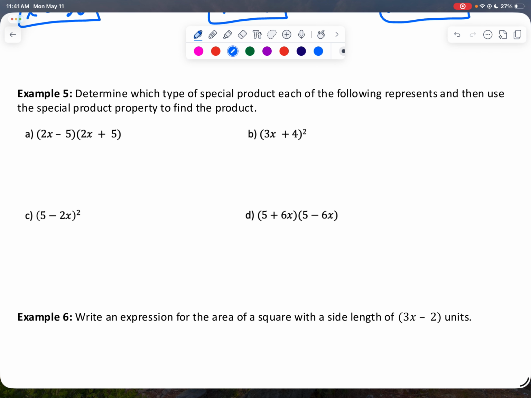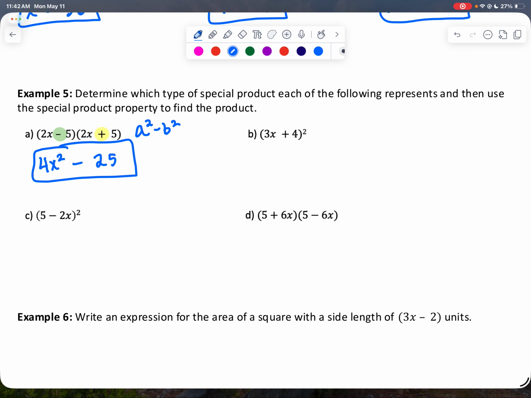So in problem A, we have 2x minus 5 times 2x plus 5. So we have a sum and a difference. When we have a sum and a difference, the pattern we use is a squared minus b squared, which means square the first term, square the last term, put a minus in between them. So if I square the first term here, 2x times 2x, I get 4x squared. If I square the last term, 5, I get 25, and then put a minus in between them and box it in. So 2x minus 5 times 2x plus 5 gives me 4x squared minus 25.